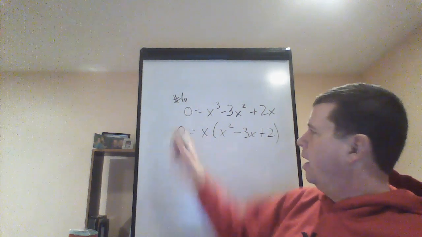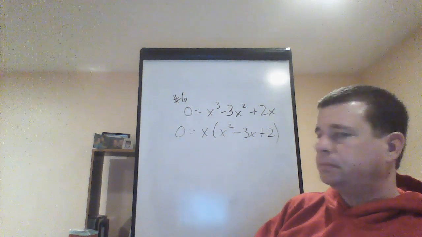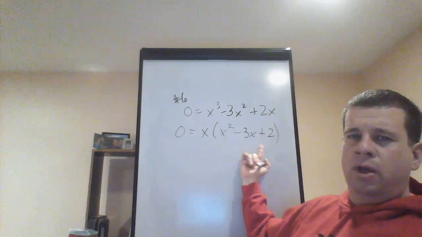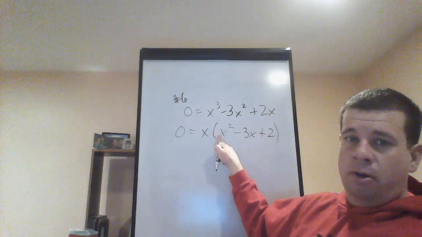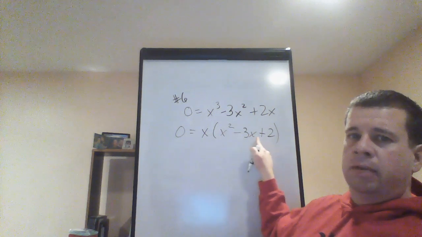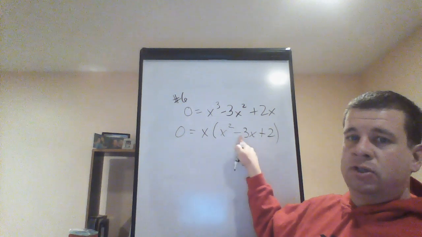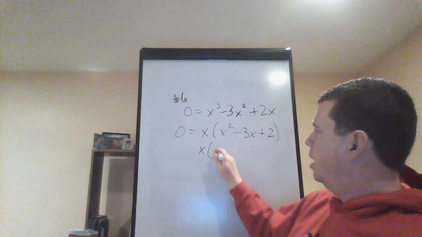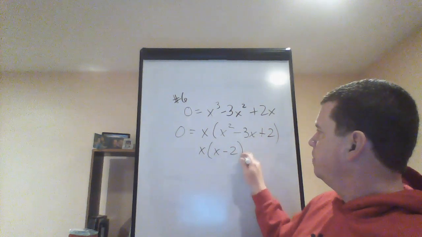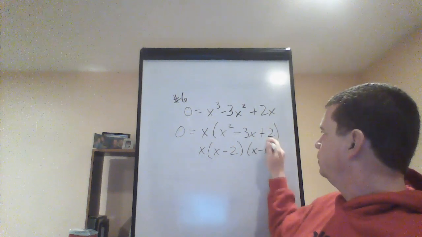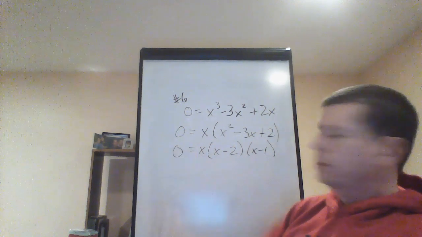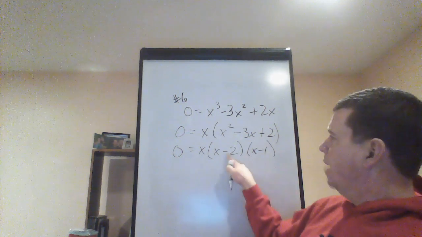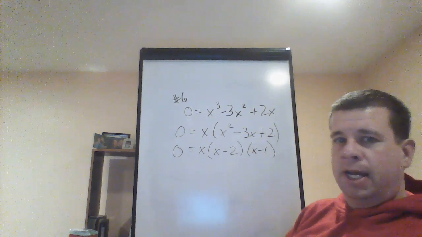And I still want to find out where those equal 0. And now I've got a quadratic here. The good news is my coefficient of x squared is just 1. So that means we can just look for factors of 2 that add up to -3. In this case, that would be -2 and -1. Again, -2 times -1 would give me +2, and -2 plus -1 would give me -3.